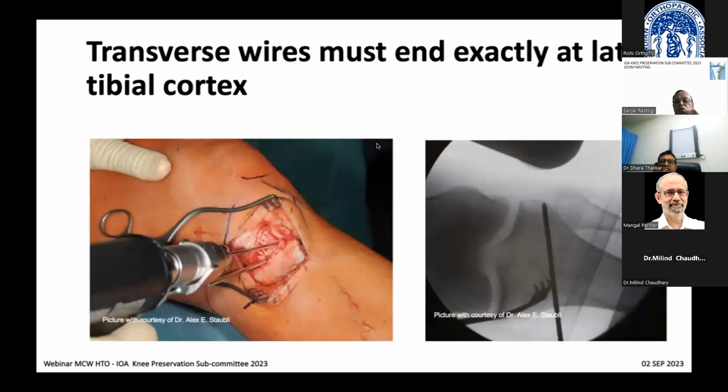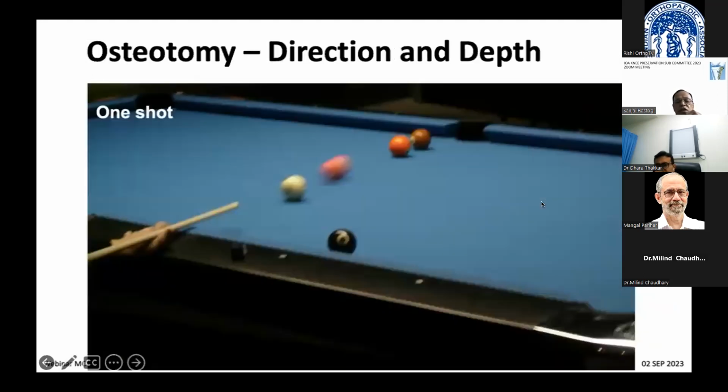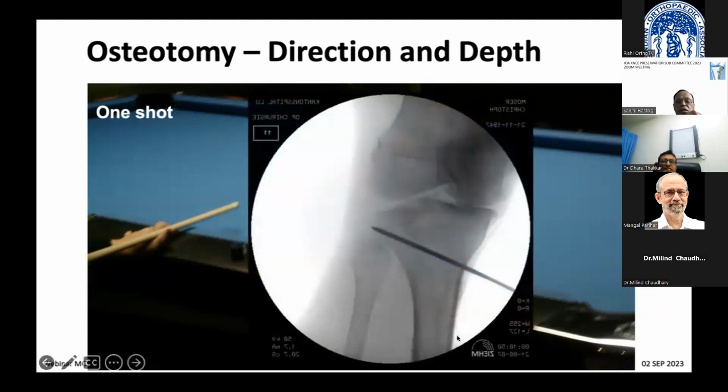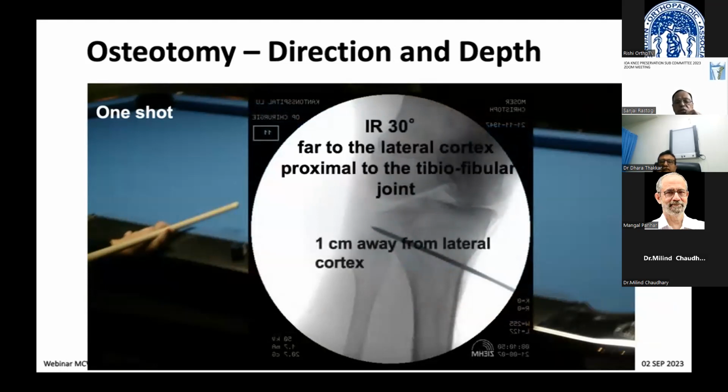The wires must go right up to the end in the lateral cortex, which should be seen in 30-degree internal rotation, and the osteotomy should be done in one shot to avoid damage to the structures and vascularity of the bone and soft tissue. This is in 30-degree internal rotation. This is the place where the wire should reach outside the tibiofibular joint. The osteotomy will come below it.